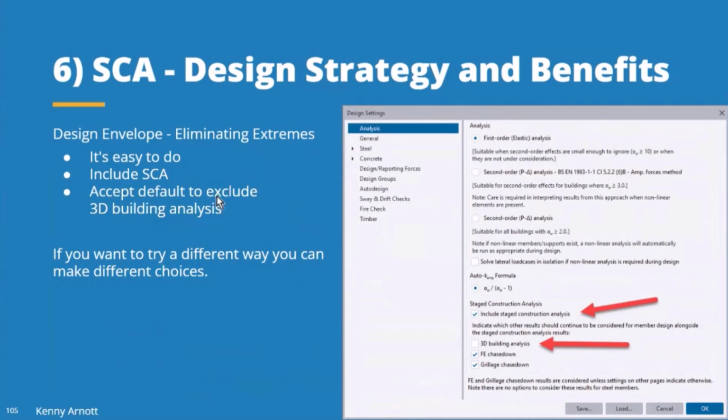So in terms of the design envelope, what we recommend is that it's easy to do it this way. You include stage construction analysis in the design stages, and then the default is to exclude the 3D building analysis. So you've got that range of results being considered, and it's just the easy way to do it. If you wanted to do things a different way, you've got the options to check things on and off here. I would just say be sure you understand what you're doing and what the implications are as you head down that road.